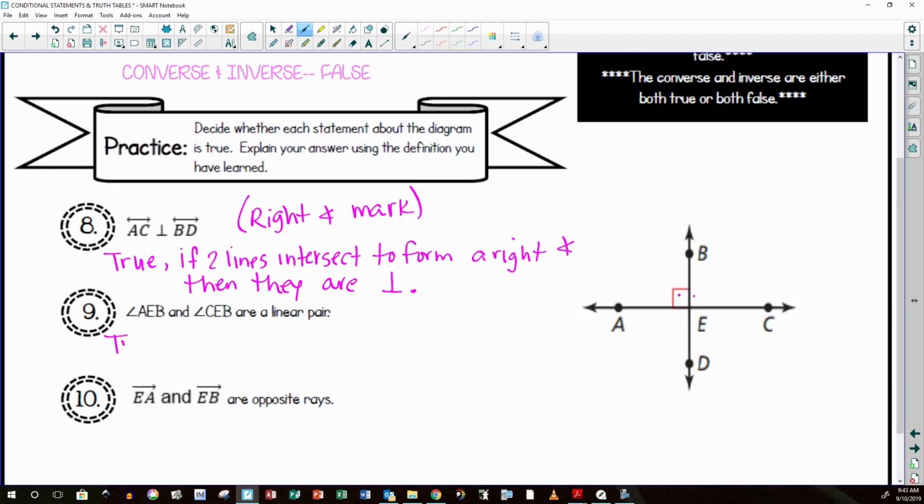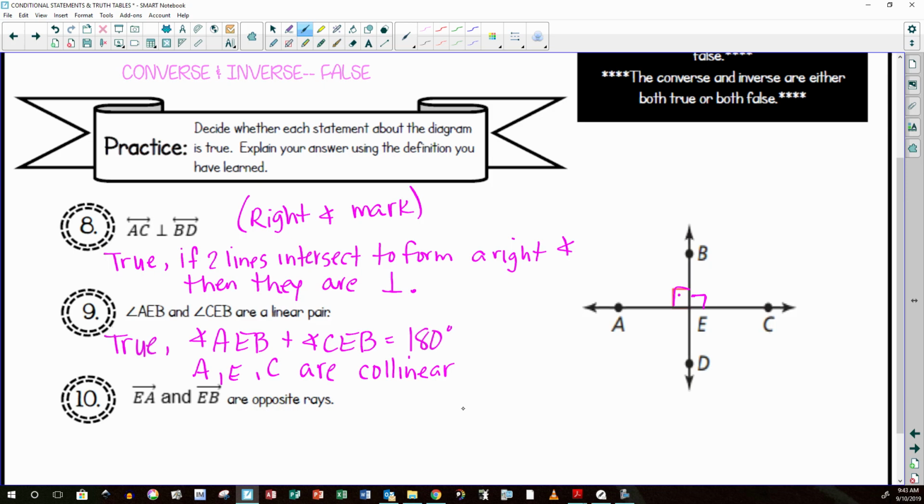Yes, this is true. This is true because angle AEB plus angle CEB equal 180 degrees, because if this is 90 and we know this is 90, and we know that A, E, and C are collinear, so these are things that you get from the picture when you look at it. These are what help you solve your geometry problems. And I also know that AE plus EC equals AC.